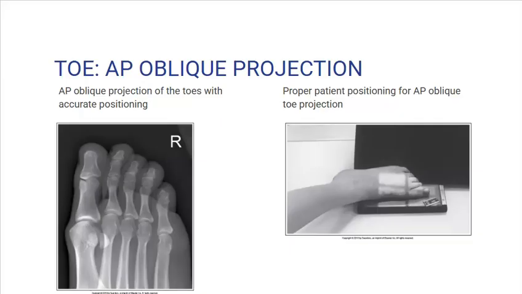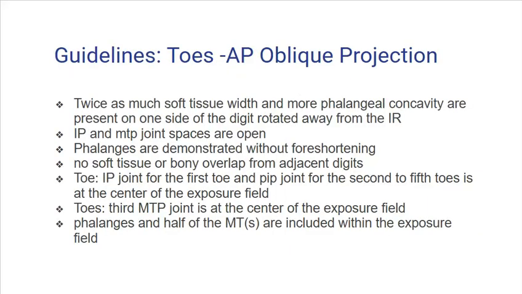For a single toe image, the IP joint of the first toe and the PIP joint for the second through fifth toes are at the center of the exposure field. For a projection with all toes included, the third MTP joint is at the center of the exposure field. The phalanges and half of the metatarsals are to be included within the exposure field. Here are those guidelines for your review.